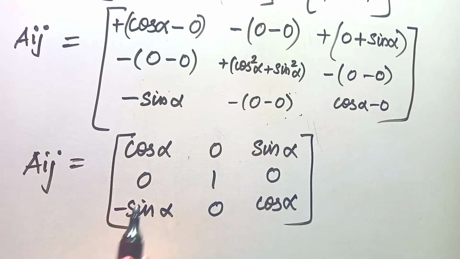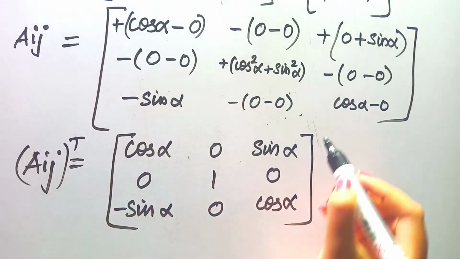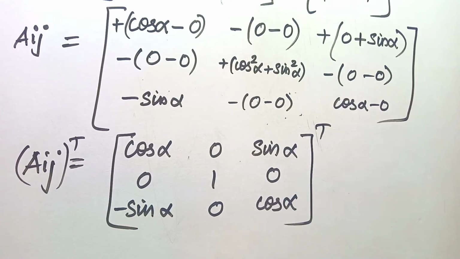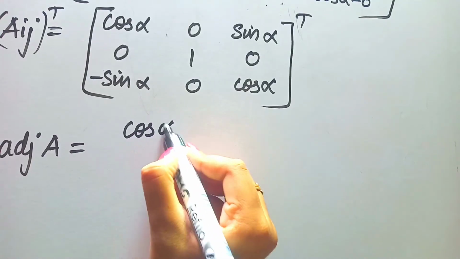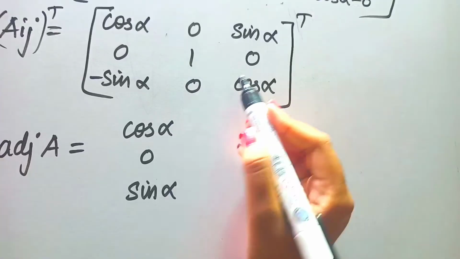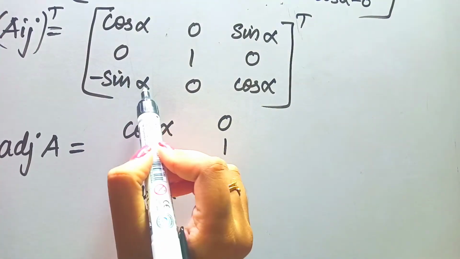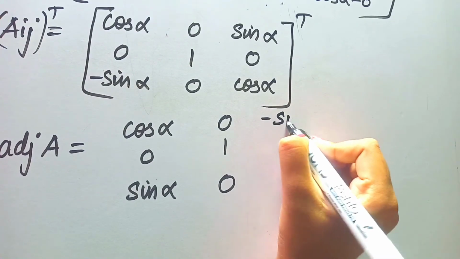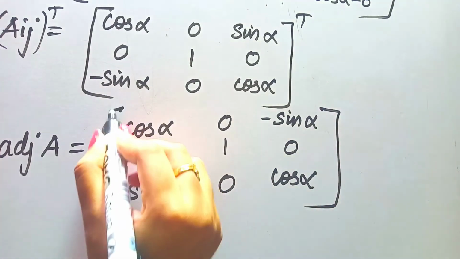So in our last step of finding the adjoint of A, we have to make a transpose of cofactors. So first we have to do a transpose. For doing transpose, first we have to take the row and put it in a column. So cos alpha, 0 and sin alpha. You have to take this row and put it in a column. Then the second row, which is 0, 1 and 0, we have to put in a column. Then minus sin alpha, 0 and cos alpha is in a row, and while doing a transpose, you have to put that in a column. So sin alpha, 0 and cos alpha. So this is how we will put a transpose.